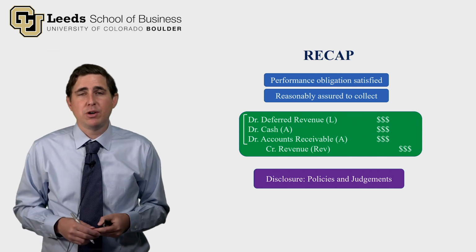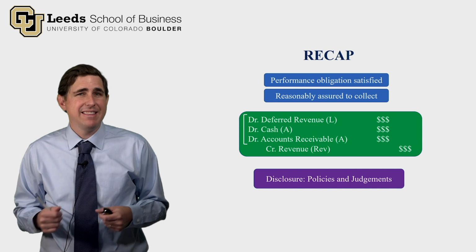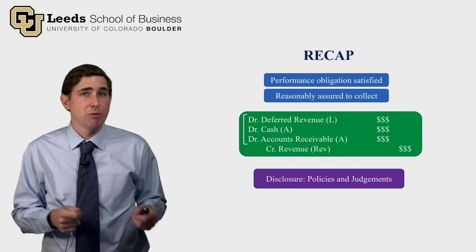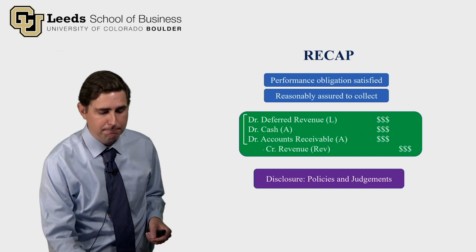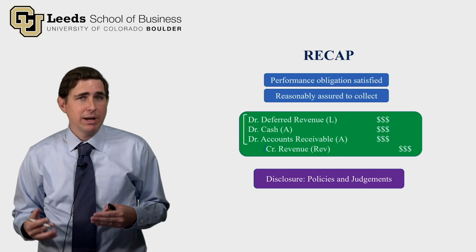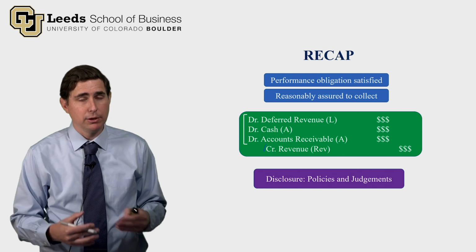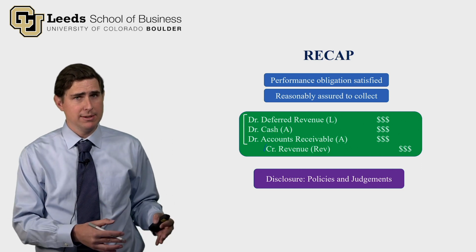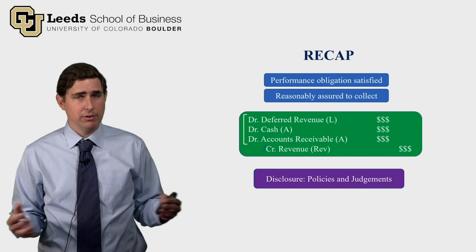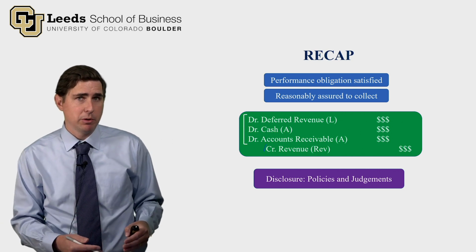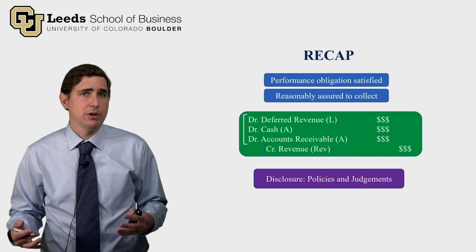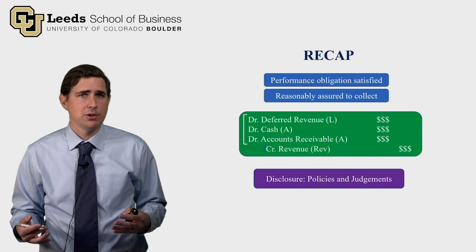Then we learned about the revenue recognition journal entry. And this depends on when cash is received relative to when revenue is recognized. Revenue is recognized with a credit, and depending on when cash is received, the debit account could be deferred revenue if the customer prepays, cash if the transaction is simultaneous, and accounts receivable if the customer has not paid yet, even though we've satisfied a performance obligation.